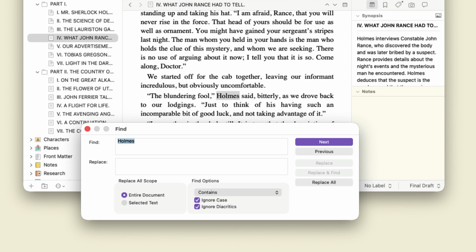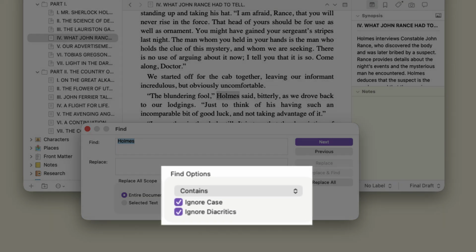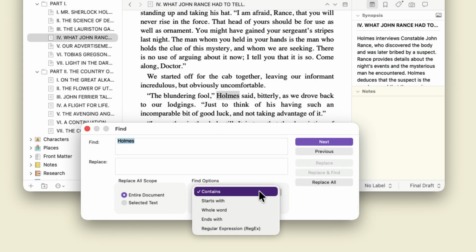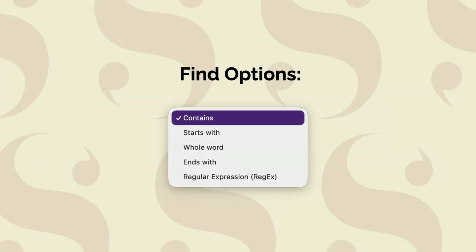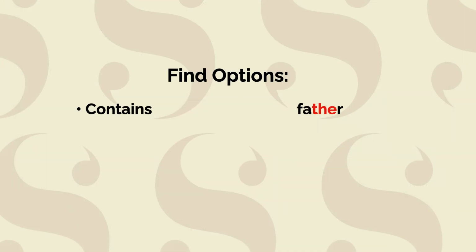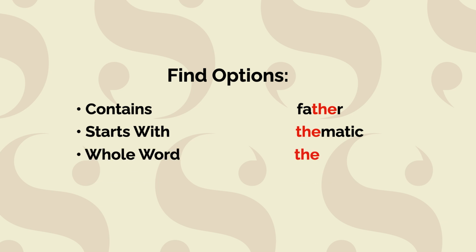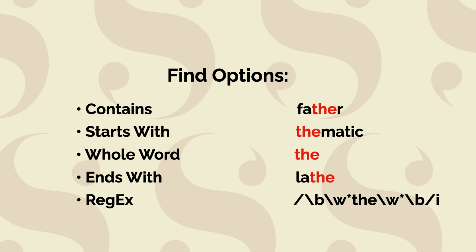You can refine searches in the Find dialog. Options let you ignore case, capital letters in words, and diacritics or accents on characters. The Find Options menu lets you constrain your search. By default, Scrivener searches for any text that contains your search string, but you can choose to have Scrivener search for it at the beginning of a word or phrase, exactly as you've entered it, or at the end of a word or phrase. There is also an option to use regular expressions or regex. If you know what this is, then you know how powerful this form of search can be.